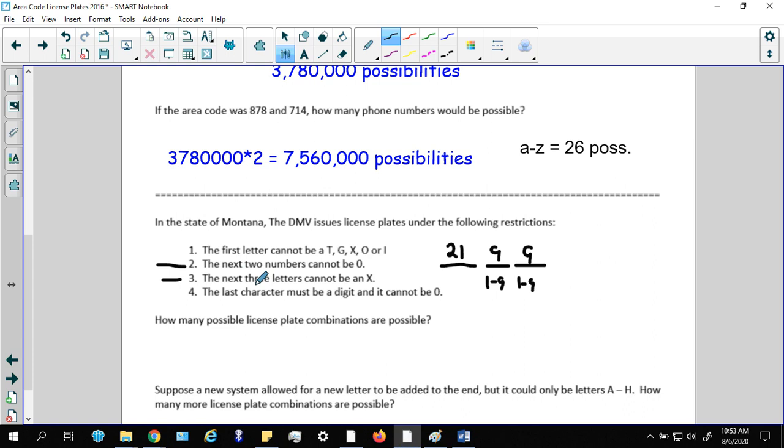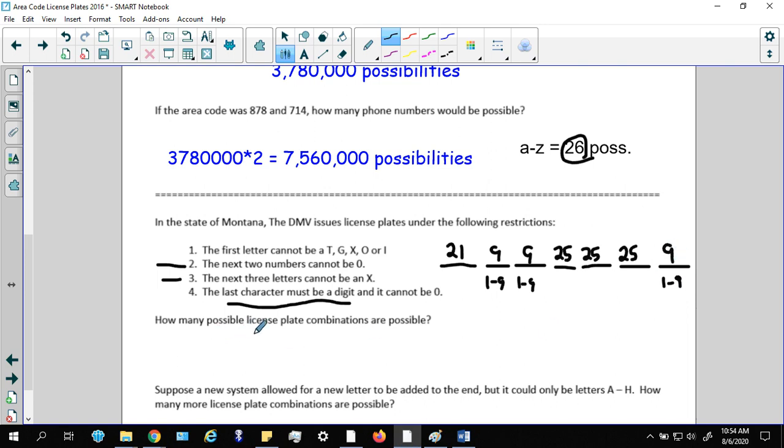All right, the third restriction. The next 3 letters cannot be an X. So the next 3 letters, 1, 2, 3, running out of room here. It cannot be an X. Well, remember, letters have 26 possibilities, and if it can't be an X, that means it's going to be 25. So 25 possibilities, and 25. And then lastly, the last character must be a digit, and it cannot be a 0.